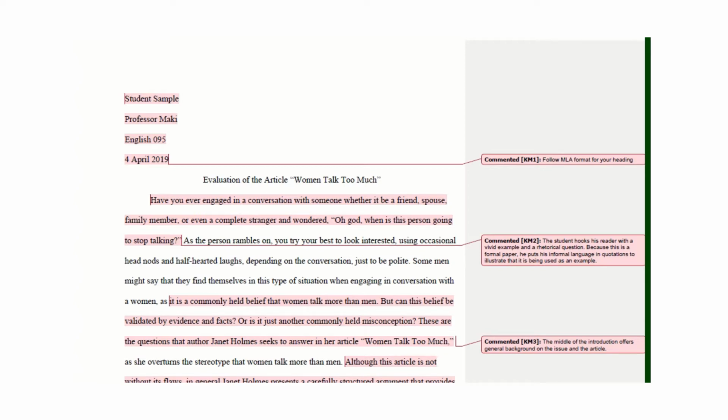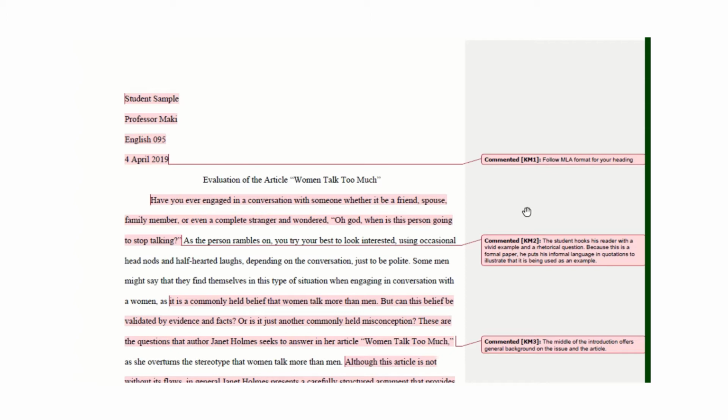You should assume, though, that your reader has not read your article, so you do want to introduce the text. You'll notice here you have the MLA format: the student's name, the professor's name, the class, the day, the month, the year, and then for the heading, you're just going to put the evaluation of the article, title of the article. And in the intro, remember the introduction is a zoomed out snapshot of what you're going to be talking about.